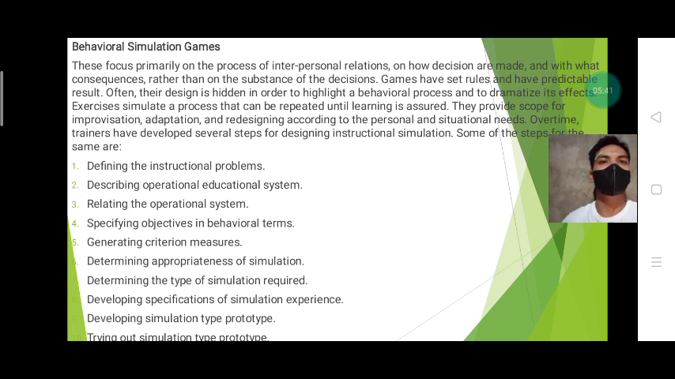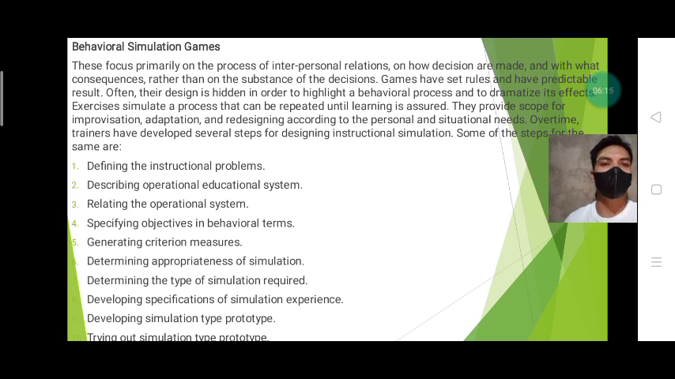Over time, trainers have developed several steps for designing instructional simulation. Some steps for the same are here. First, defining the instructional problem. Second, describing the operational educational system. Third, relating the operational system. Fourth, specifying objectives in behavioral terms. Fifth, generating criterion measures. Sixth, determining appropriateness of simulation. Seventh, determining the type of simulation required.